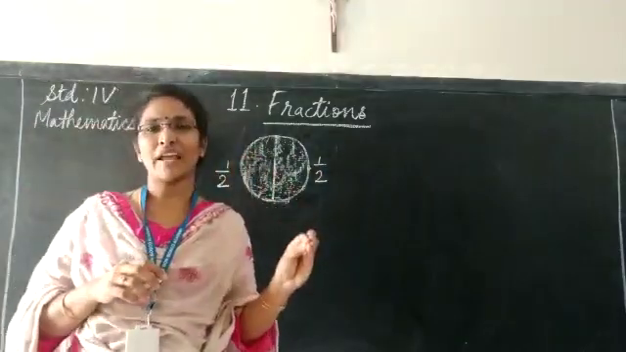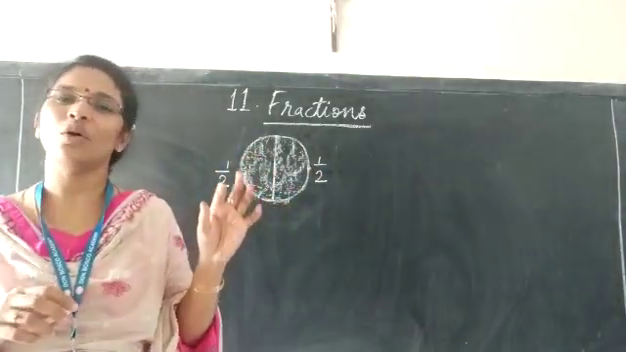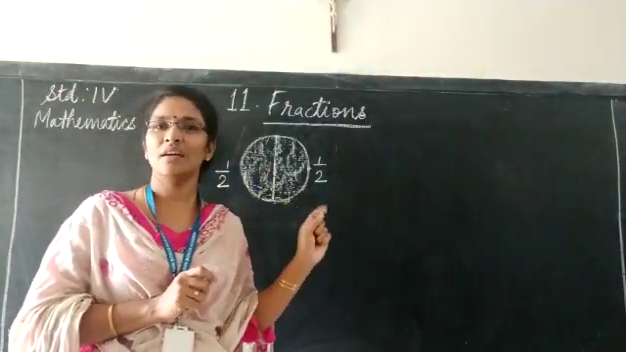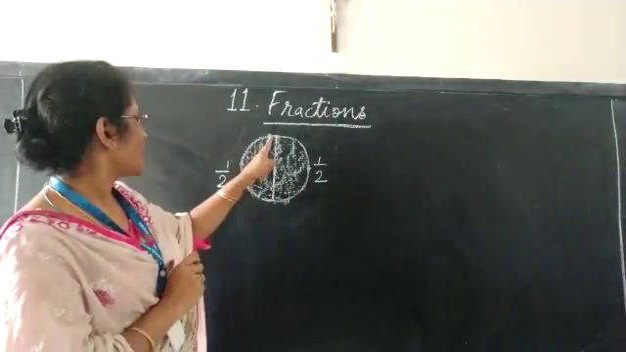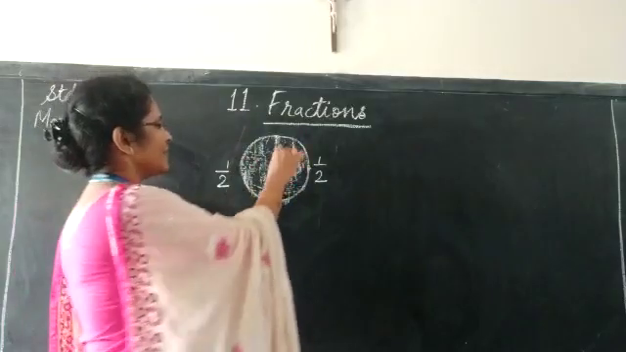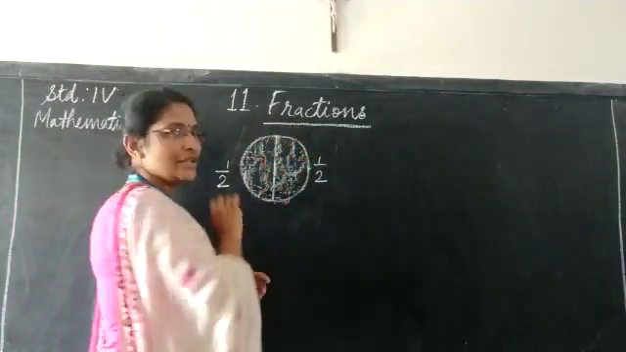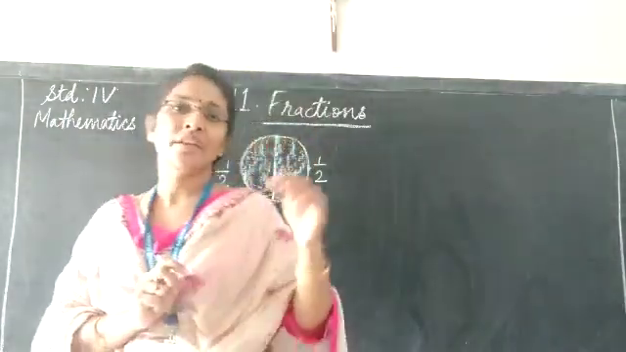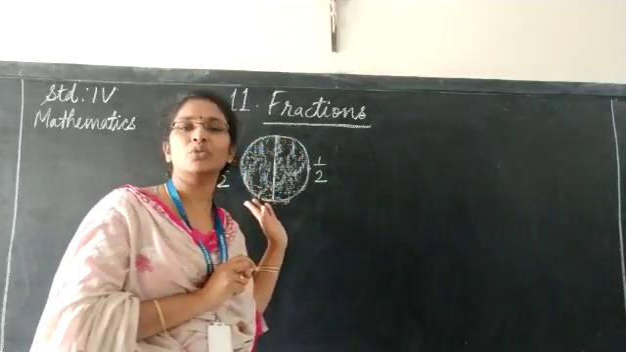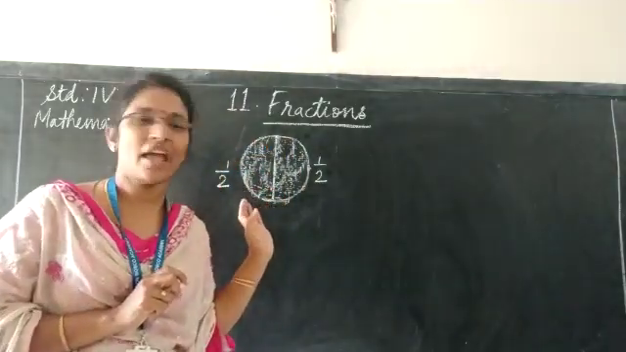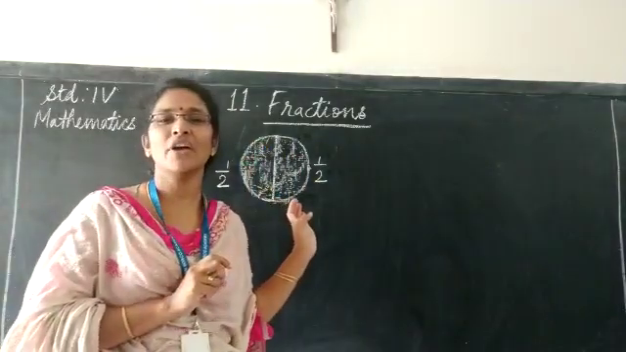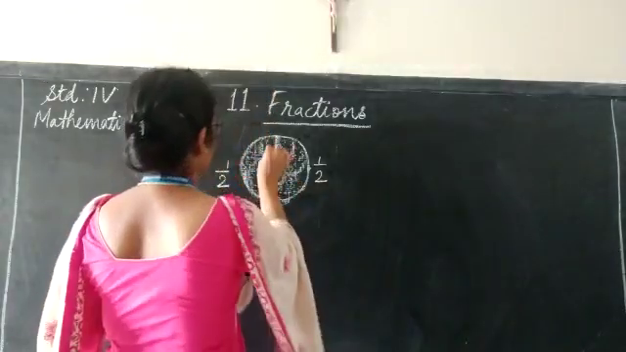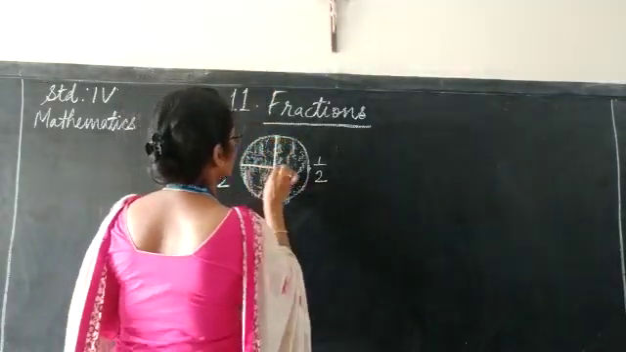The value of a proper fraction will always be less than 1, because it shows a part of a whole thing. This part is 1 by 2, and in the same way this part is also 1 by 2. 1 by 2 is also called half. When we write it as 1 by 2, it is a fraction, and when we read it as half, it is called a fractional number.